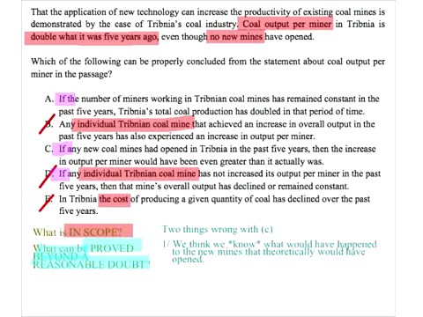But also, and perhaps more importantly, it's per miner. It's not total output. Because if you open a new mine, you can pretty reliably know that the overall output as a total is going to be more. But more coal doesn't necessarily mean more coal per miner.